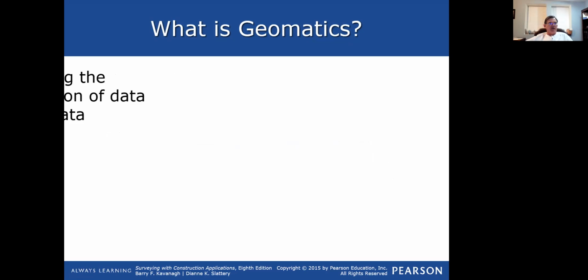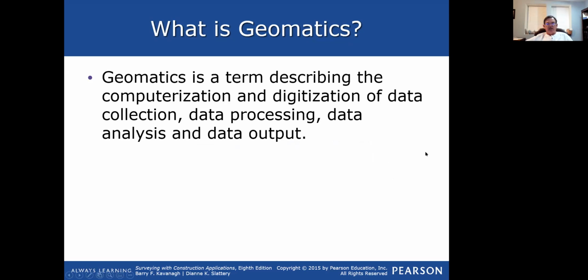They'll become very important. Surveying falls under this term geomatics. And geomatics, as described here, is the computerization or digitization of data. And so what you're doing is you're collecting data. We're collecting angles and distances to locate a feature on the face of the earth. And then we are producing a product with that. We don't just collect it and do nothing. So geomatics is the production of that output.